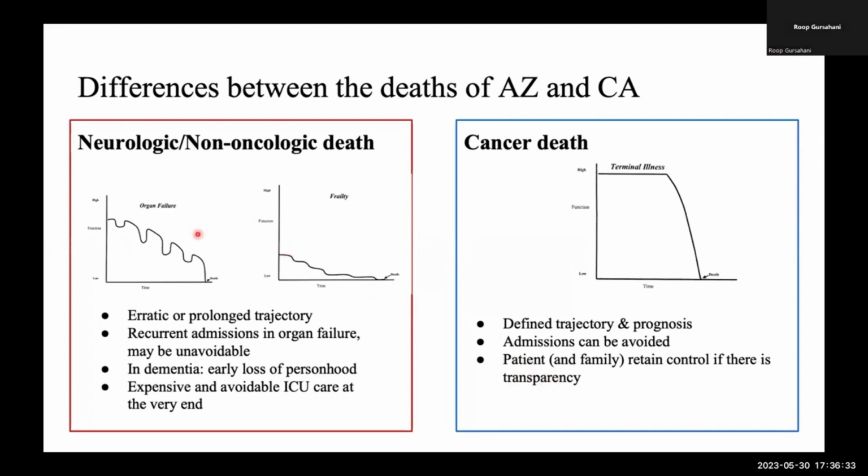In neurologic or non-oncologic deaths, the trajectory is erratic, prolonged. Recurrent admissions may be unavoidable. And the problem, especially in dementia, is that the person who is expected to take charge, the patient himself or herself, departs fairly early. And expensive and avoidable ICU care at the very end is often the case.